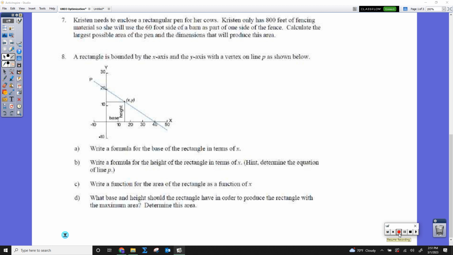Okay, so number 7 now. Kristen needs to enclose a rectangular pen for her cows. She only has 800 feet of fencing. So she will use the 60-foot side as part of one side of the fence. Calculate the largest possible area and the dimensions like we did earlier. This is very similar to the problem we just did.